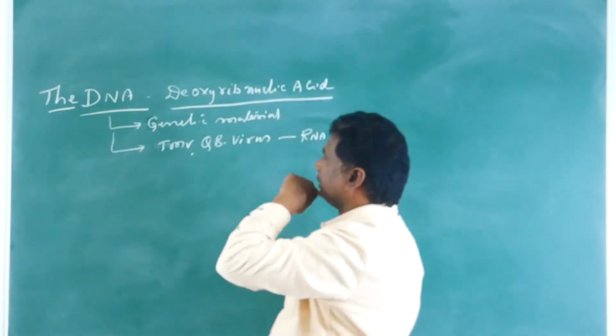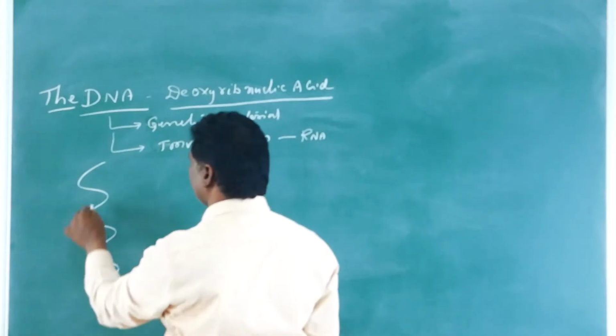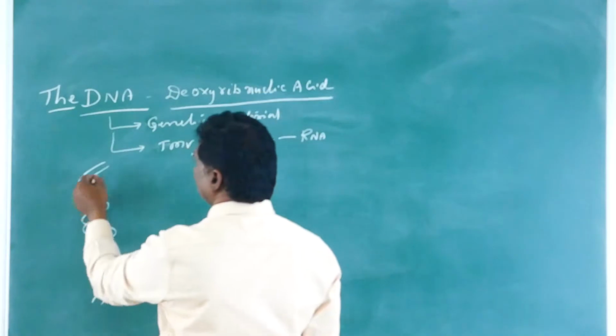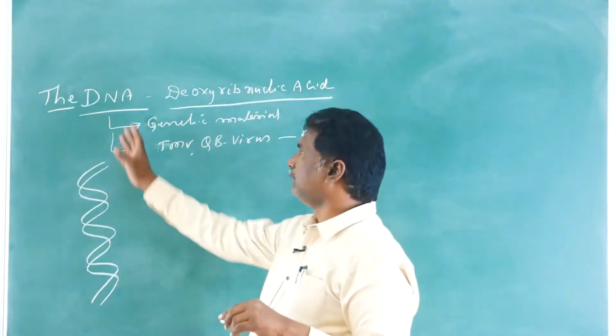Regarding the type of DNA, generally the DNA is available in 2 strands, 2 polynucleotide strands. 2 strands of polynucleotides are present within the DNA.